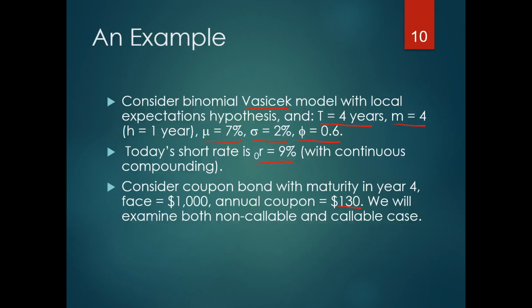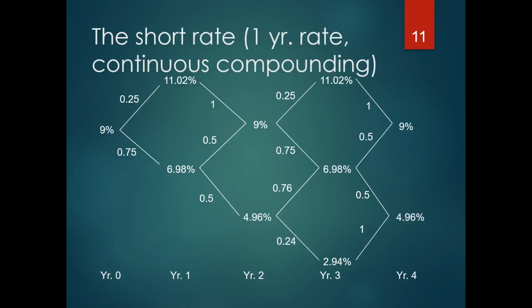Then we're going to analyze two cases: the non-callable bond and the callable bond. So this would be the evolution of the short rate. This is done with 1 year compounding. We have here the probabilities, the up rate, the down rate, and so on. You see that some branches of the tree are not here, and this is because the probability became 0 when we went up here, and same thing when we went up from here.